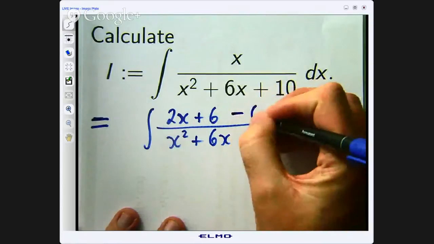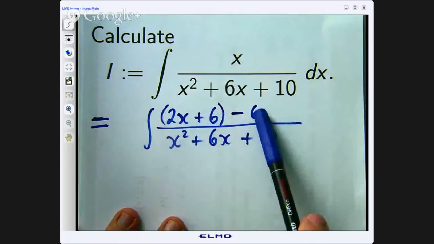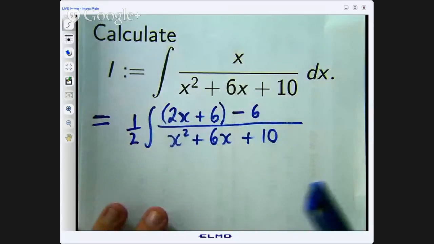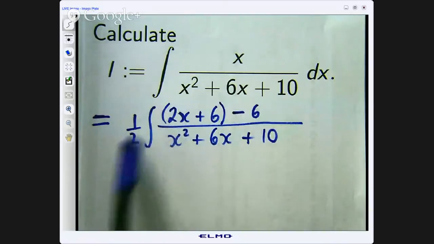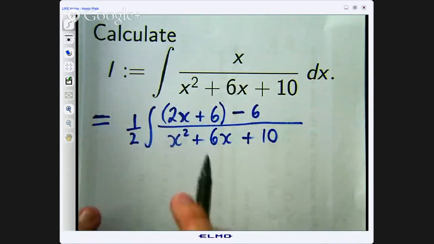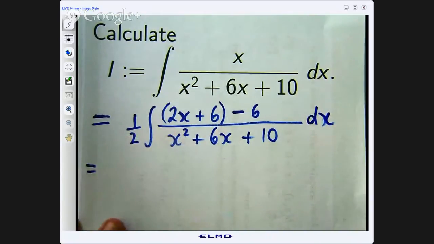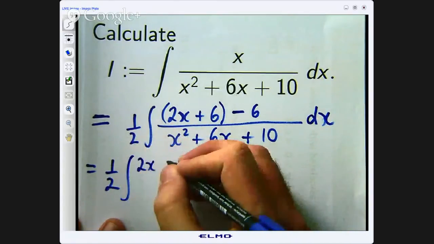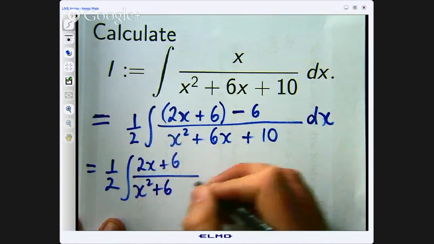I'm going to put a minus 6 in there, so we've got rid of the constants. And what do I do about this 2? Well, I can multiply the whole thing by a half. Okay, that hasn't changed anything. It's just changed the numerator and this a little bit. All right. Okay, so let's break this up into two integrals. Now you'll see why I do this in a minute.